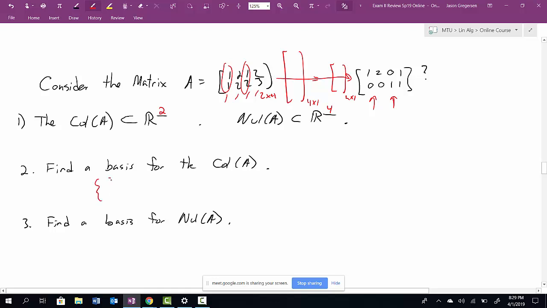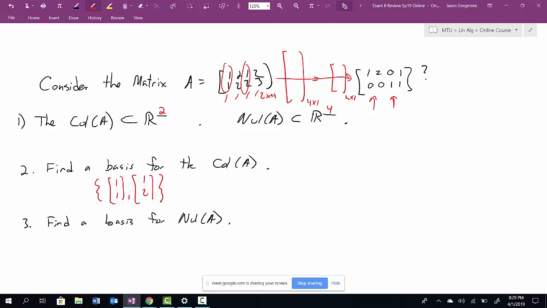So a basis for the column space would be (1, 1) and (1, 2), which means the dimension of the column space would be what? 2. The dimension of the column space is 2, which means it's a two-dimensional subspace of R2. What does that mean?